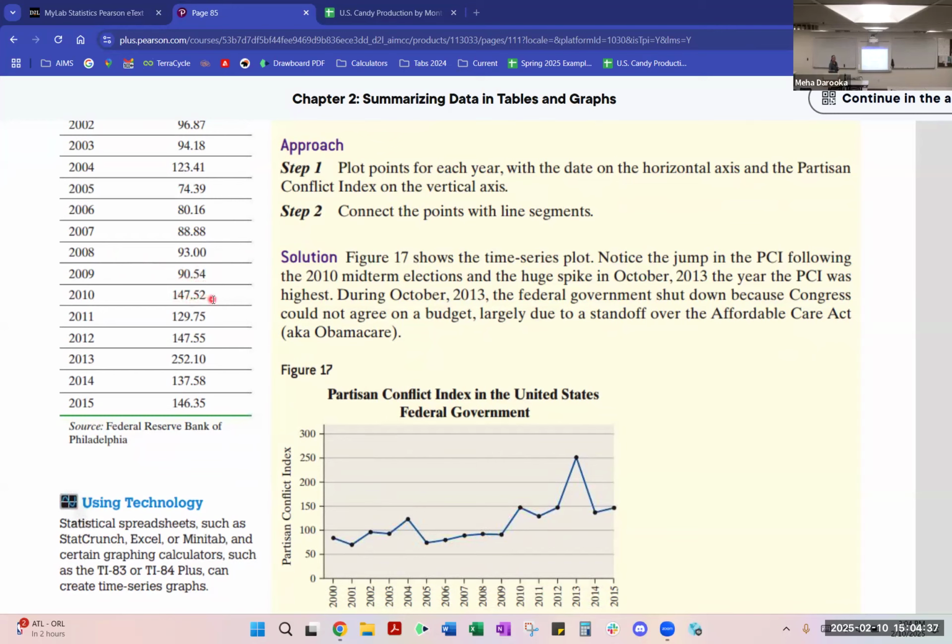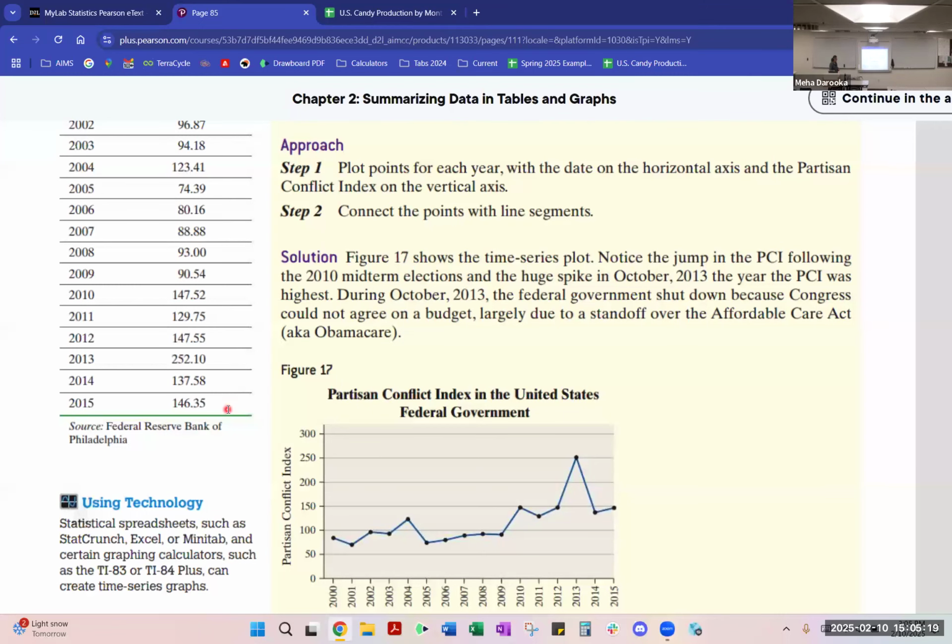And then look at that, from 2009 to 2010, again we're seeing a big spike, which went from 90.54 to 147.52. Slight drops over here, and then 2012 to 2013 is the biggest spike. In 2012, we went more than 100 points in that index, from 147.55 to 252.10. Then we had a big drop from 2013 to 2014, to 137.58, even lower than 2012.